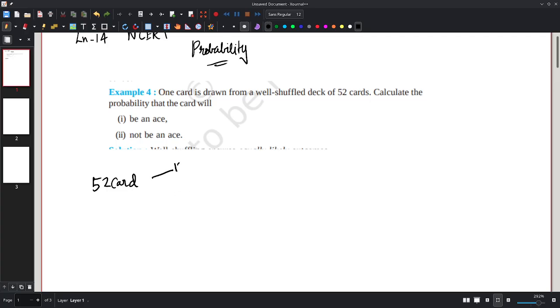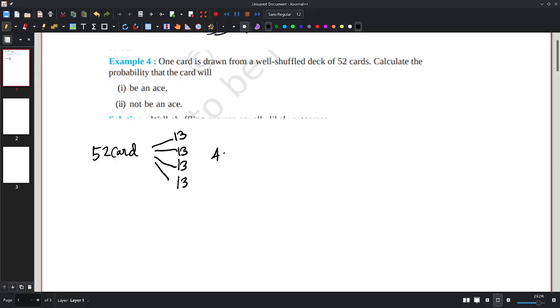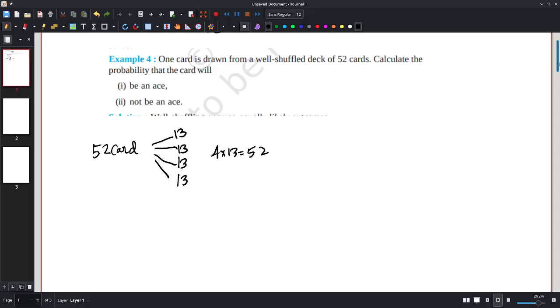There are 13 cards of each suit. 13 are hearts, 13 are diamonds, 13 are clubs, and 13 are spades. So these 13 cards, 4 times 13, make 52 cards. So there is a total of 52 cards in the deck.